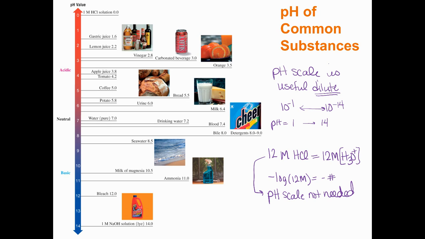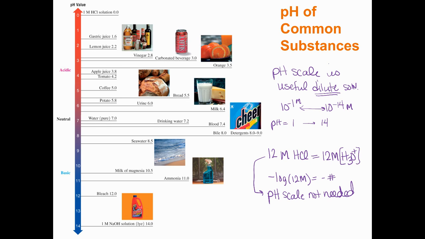Not concentrated like in the 12 molar, right? That would create a severe chemical burn. But these are dilute solutions. Dilute, again, meaning molarities that are small. So these are molarities that I was referencing.